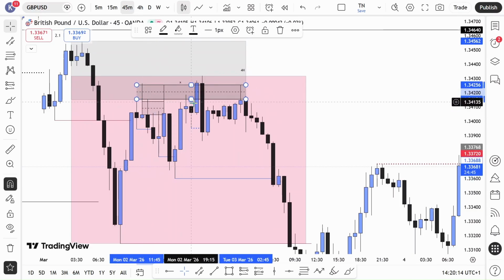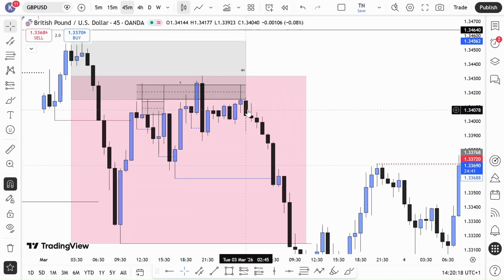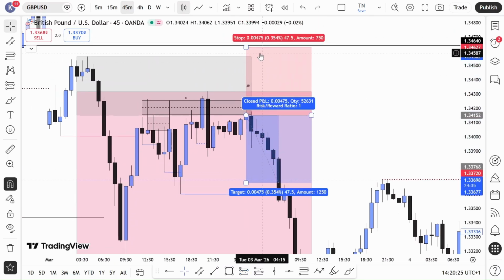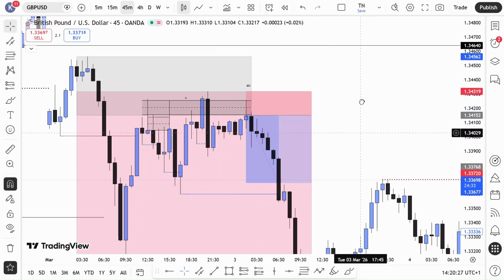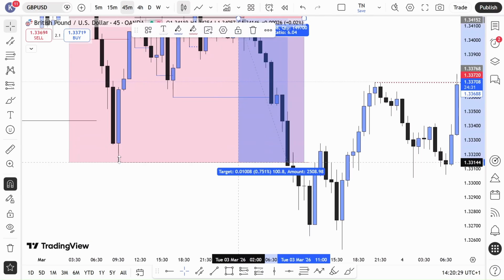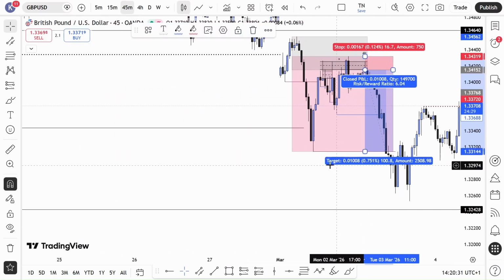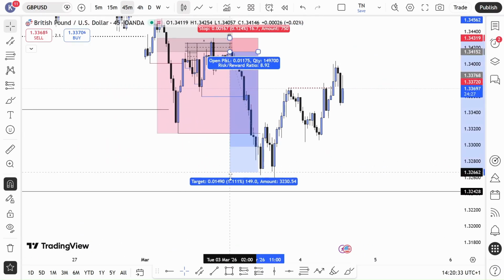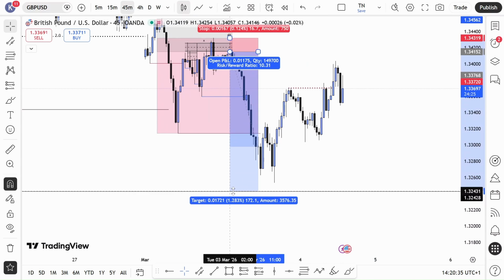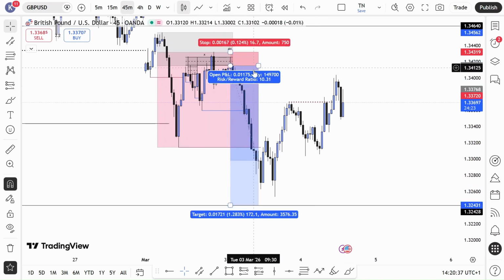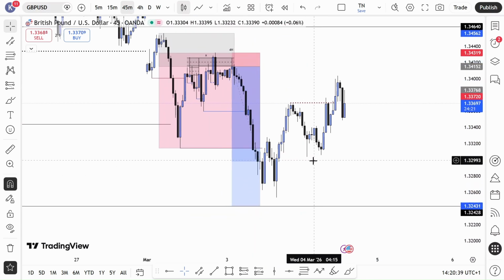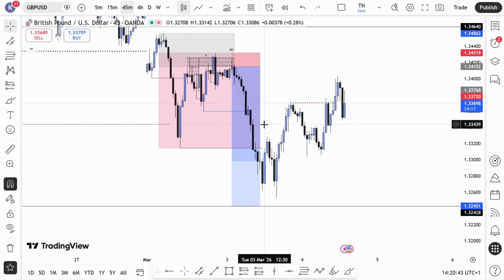So rejection after rejection, so this was a strong support and resistance level. I just made use of this area here. Then I had my stop loss there, and my target was here for a 1 to 6. And then I was looking at price maybe heading lower into this region, giving me that 1 to 10. And yeah, this is just how simple the whole setup was.